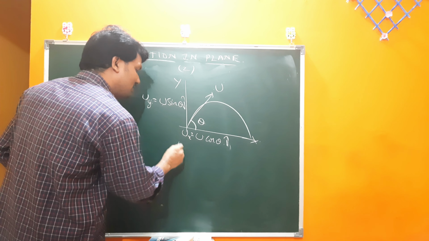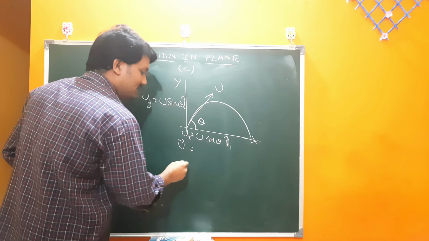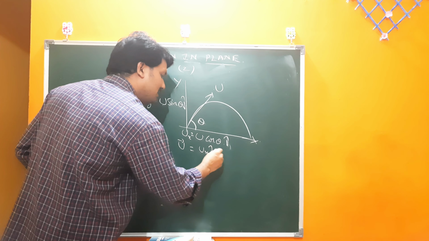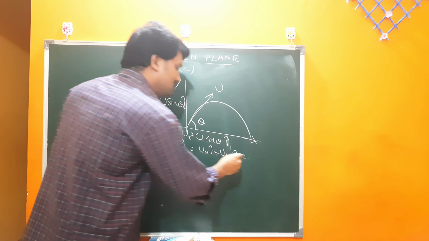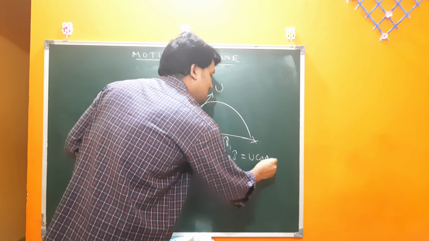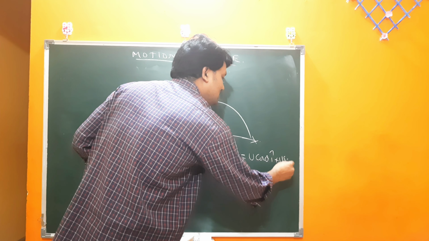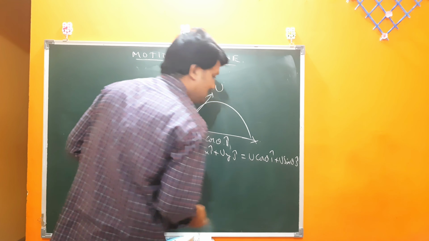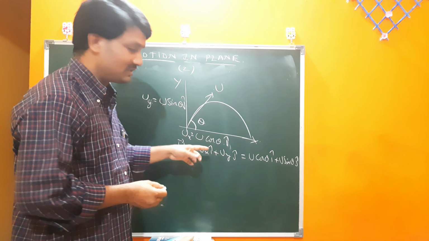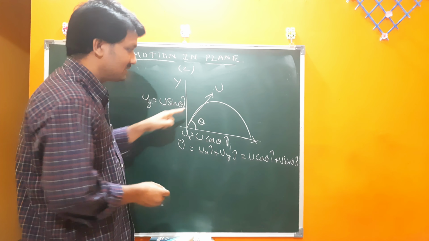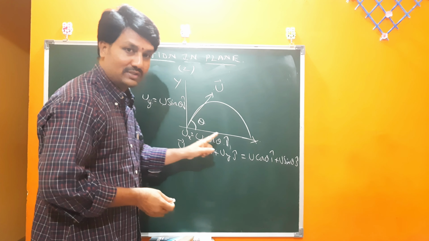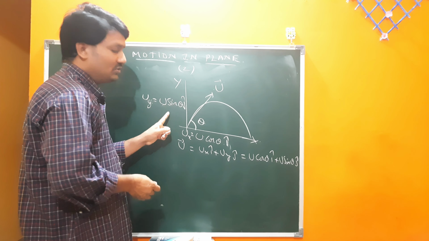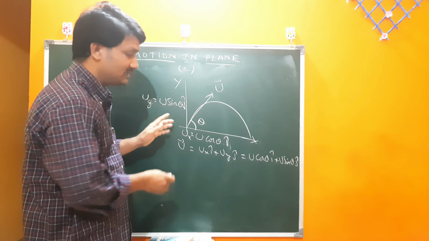Then if you want to get u bar, ux i cap plus uy j cap gives u cos theta i cap plus u sin theta j cap. This is the vector form of the resolution of vector u bar. Otherwise simply, u is resolved into u cos theta in the x direction and u sin theta in the y direction.